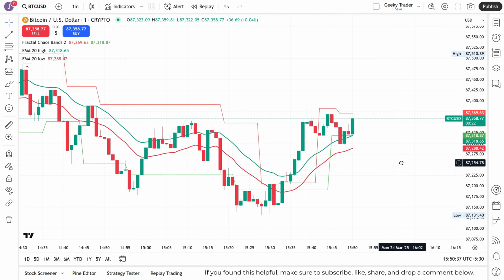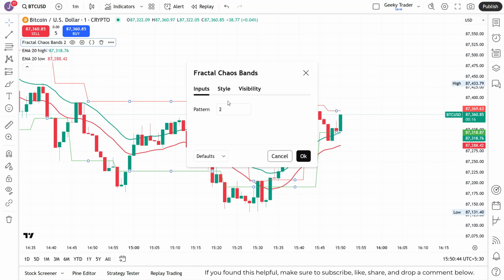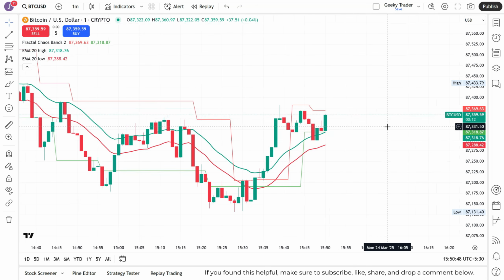Now, if you're wondering about the Fractal Chaos Band settings, I made a small tweak. I changed the pattern setting from 1 to 2. That's it. My setup is now complete and ready for action. Let's move forward and see how we can use this in live trading.